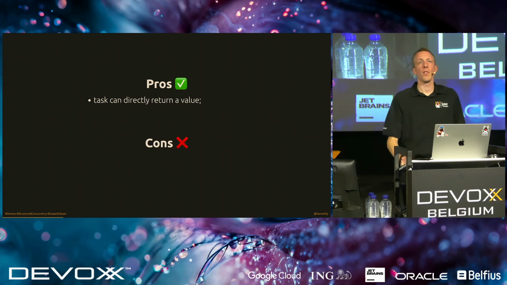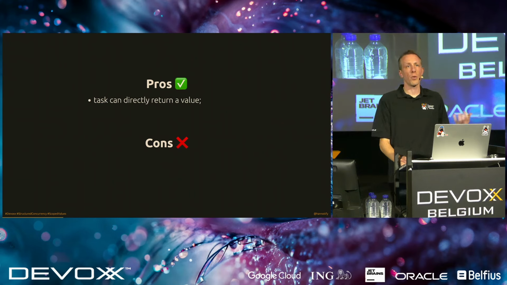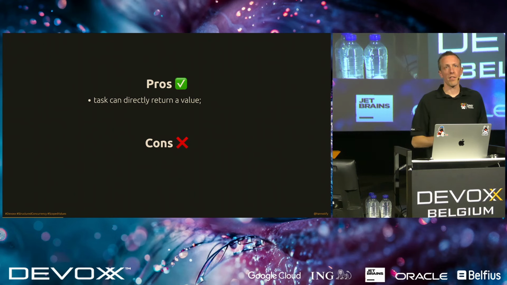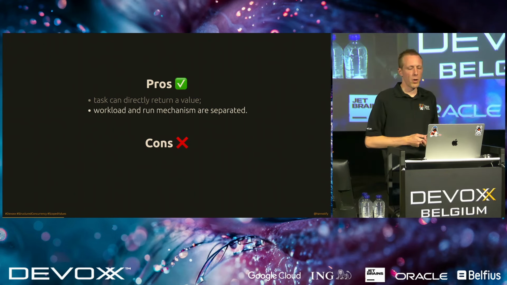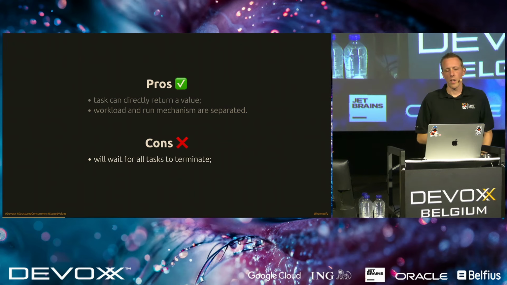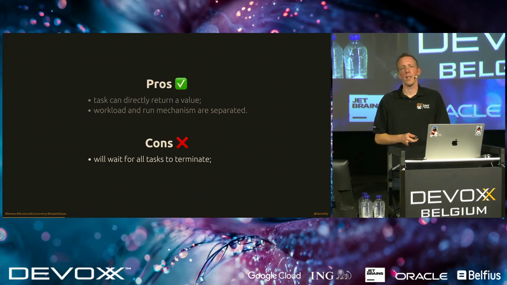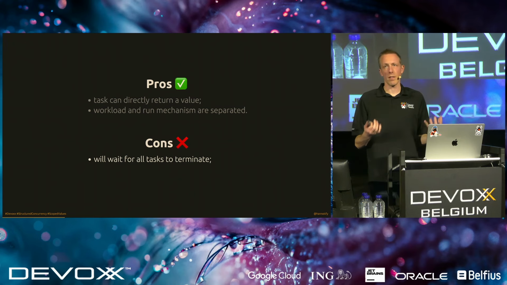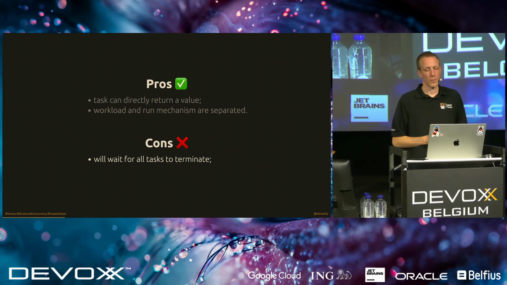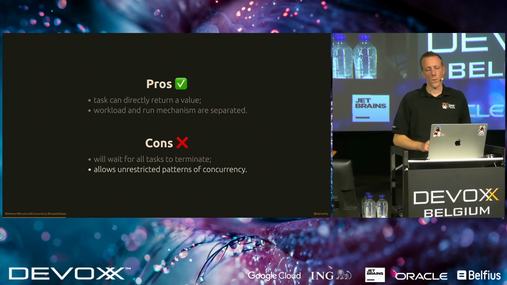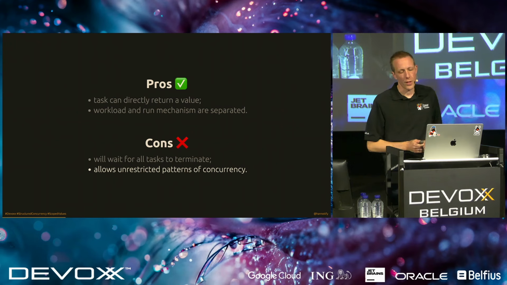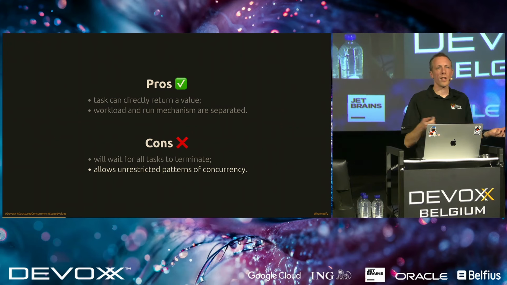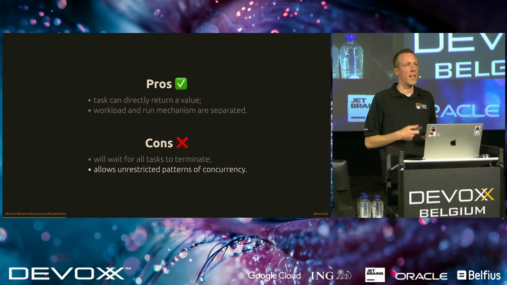We've seen a few good things, though. We've seen that tasks can now directly return a value. You don't have to set a field in a thread subclass anymore. We see that the workload and the run mechanism are separated. But it will also wait for all tasks to terminate, even if we're already sure that we will never get to the desired end result. And it allows unrestricted patterns of concurrency. It's very hard, like I said, with ExecutorService to create relationships among tasks and subtasks.